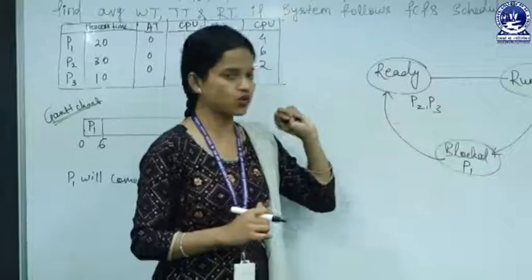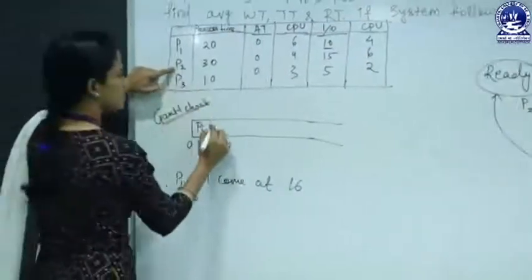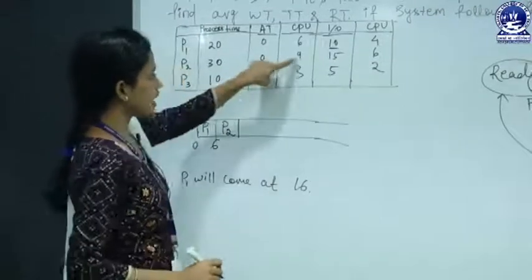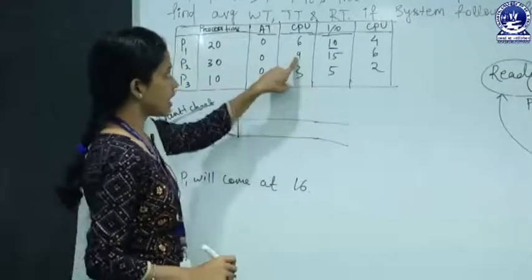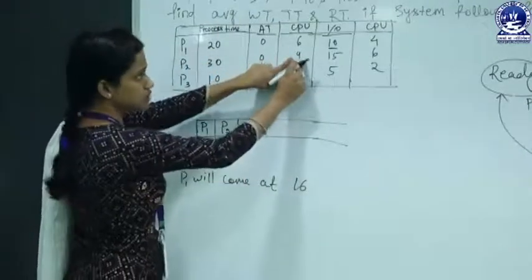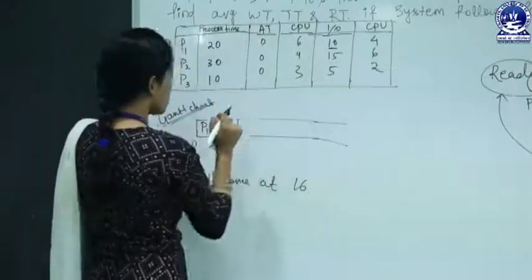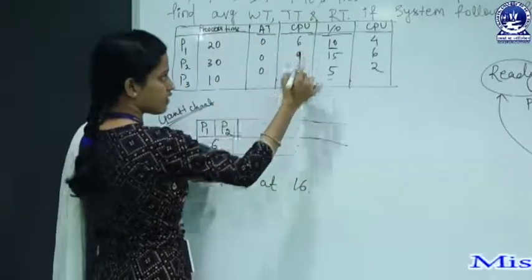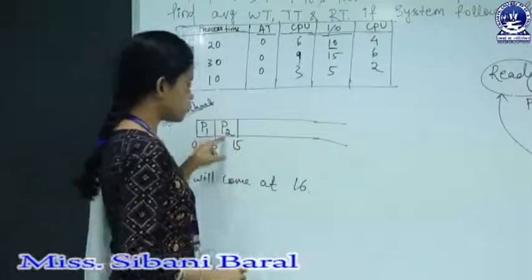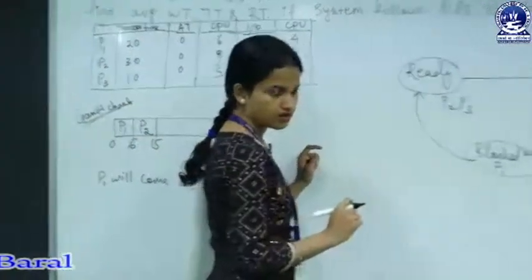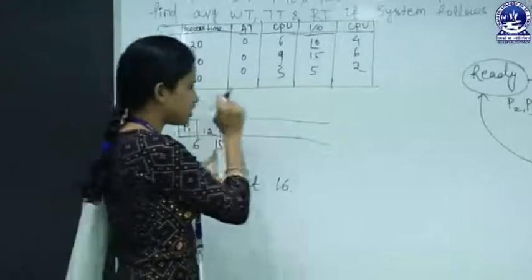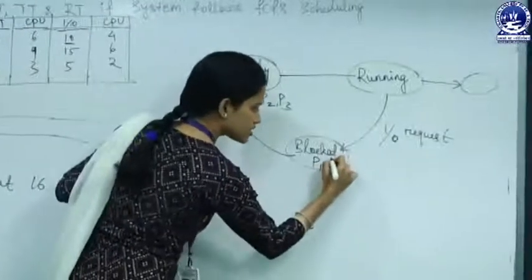Next is P2. We will allocate the CPU to P2 for 9 units of time, as P2 uses the first 30% of its process time in CPU. So 6 plus 9, that is 15. At 15, P2 will go to the block state. So now the time is 15 and P2 is in block state.